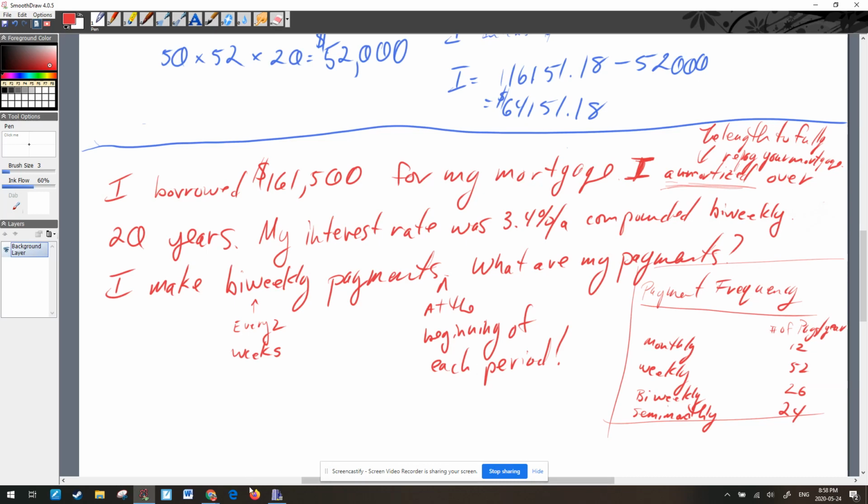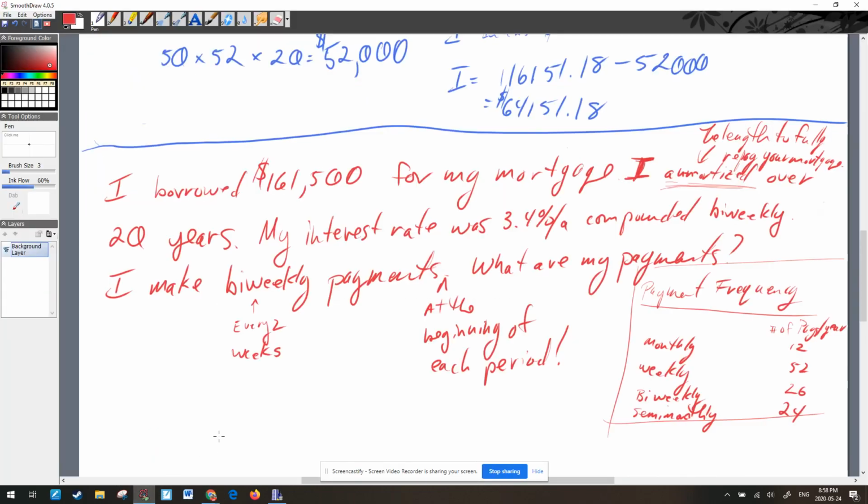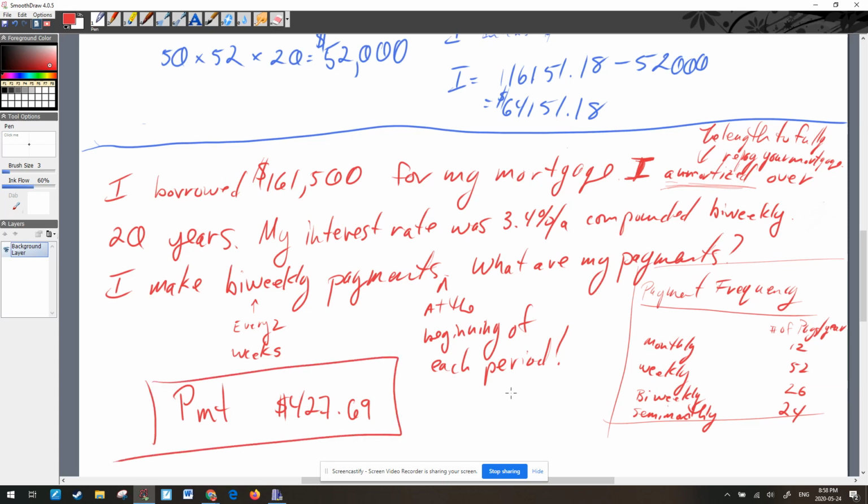So we found out that in fact the payments here are going to be $427.70 or 69 cents. So $427.69. So the payment is $427.69. Okay, so that is what the every 2 week payment is going to be. So apologies again for that mistake, but let's explore this.